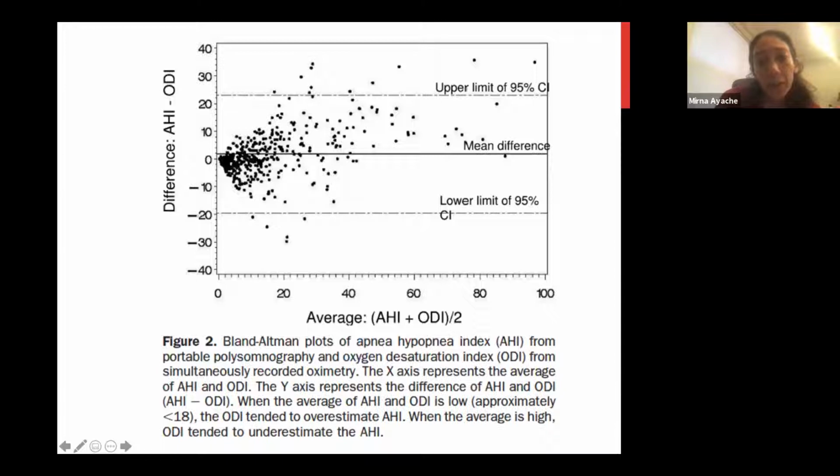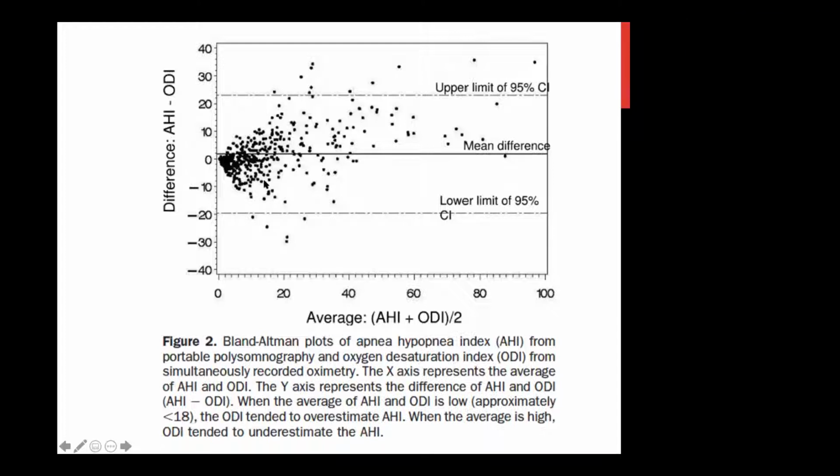For example, in this one, we see that at lower average AHI and ODI, there are more measurements in the negative range, which means that the ODI is overestimating the AHI at lower averages. And as we go to higher averages, we can see that there are more positive differences, which means that the ODI underestimates the AHI. We don't really know exactly why this is happening, but this has been consistent in other studies.